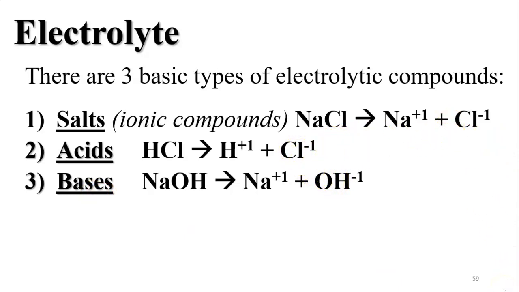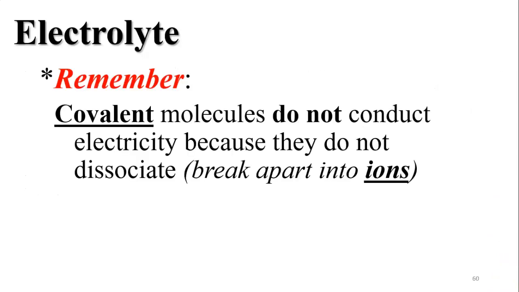An example of a compound that is not an electrolyte would be anything that's covalent. Any kind of covalent molecule does not conduct electricity because it can't dissociate. There are no ions or charges. Only ionic things have ions. Hopefully you remember from earlier this semester or last semester that covalent molecules are only made of nonmetals. So if you have a chemical formula that's only made of things from the right-hand side of your periodic table, it's covalent and is not an electrolyte.